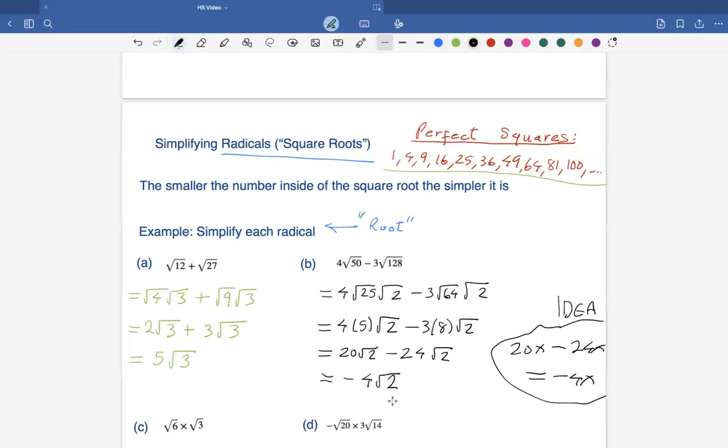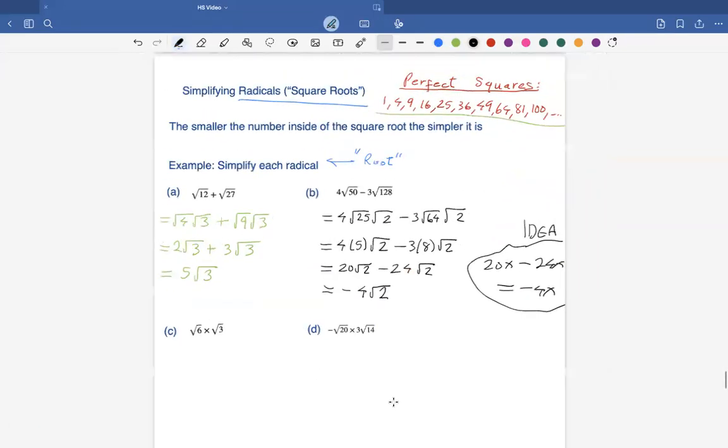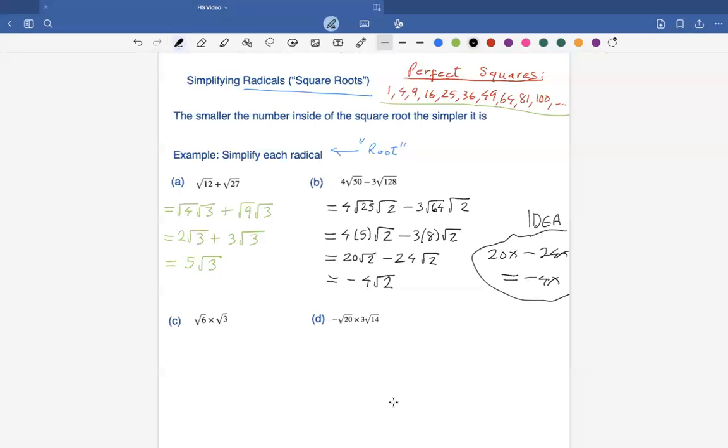Okay. Next, we're going to look at multiplying radicals. When you're multiplying radicals, try to simplify each radical before you multiply them. In this example, I can't do that. There's nothing for me to do to reduce a 6. 6 doesn't divide by any of these perfect square numbers. Same thing with a 3. So my only option is to just multiply them together and get square root of 18.